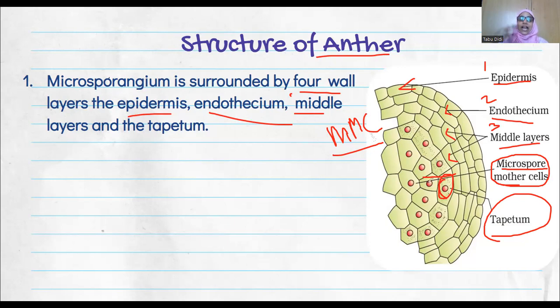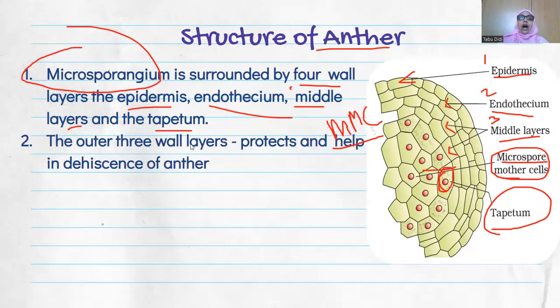This is the cell which will actually divide into the daughter cells, that is the actual pollen grains. But the walls, the cellular structures, are there from epidermis, endothecium, middle layer, and the tapetum. And inside is the mother cell which will divide and give rise to pollen grains. So the microsporangium is surrounded by these 4 layers known as epidermis, endothecium, middle layers, and the tapetum. The outer 3 walls are for protection.